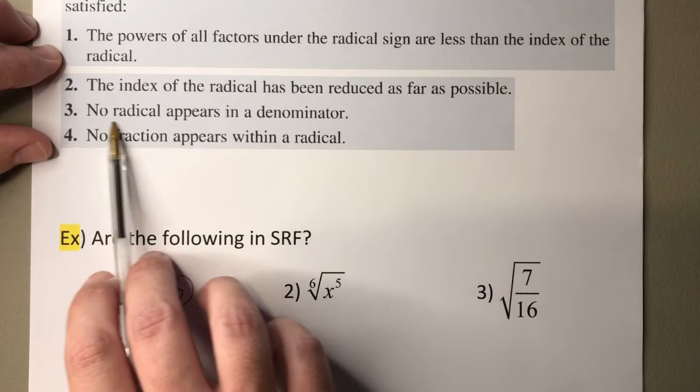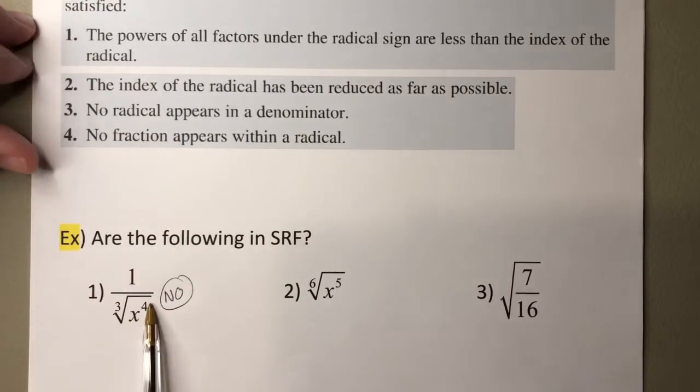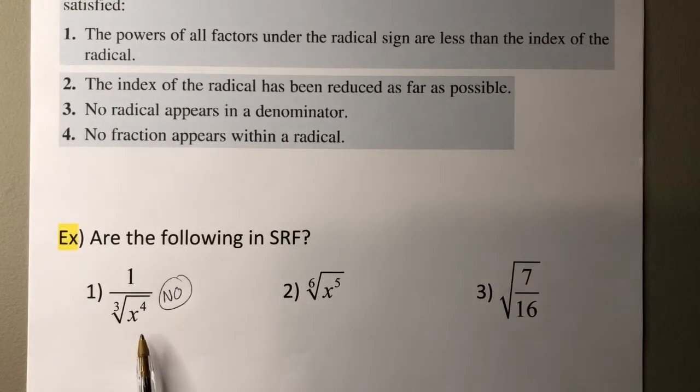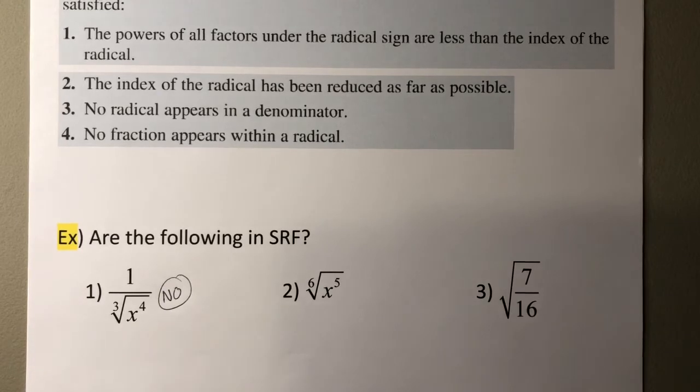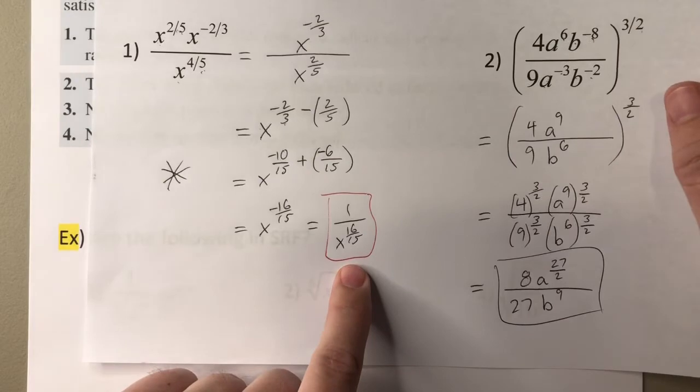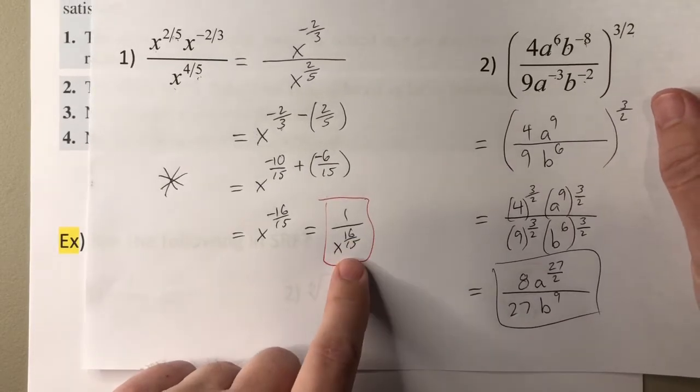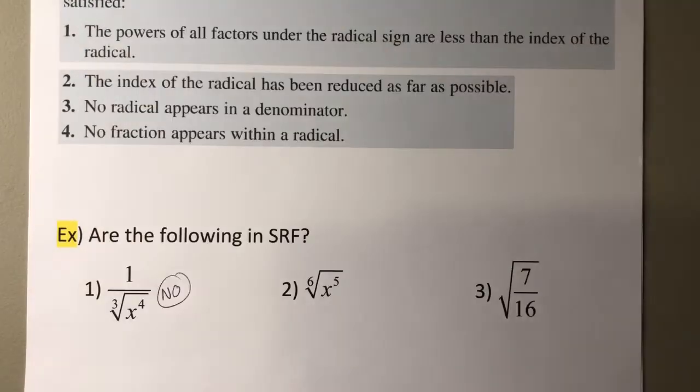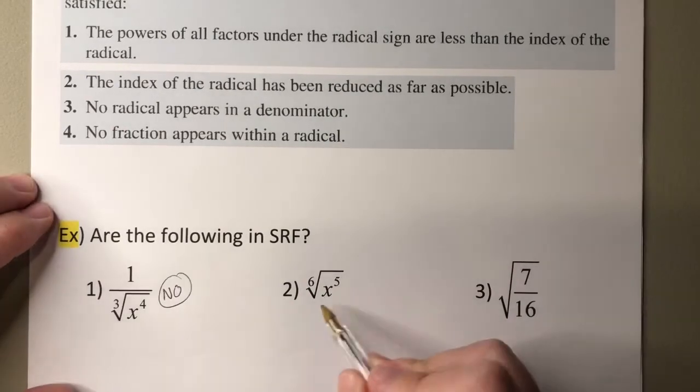Also, it violates condition number 3 because you have a radical in the denominator. So technically, you cannot have a radical in the denominator. That's why we have to go back and revisit this question in just a little bit, once we learn how to rationalize the denominator. Okay. Is this one in simplest radical form?